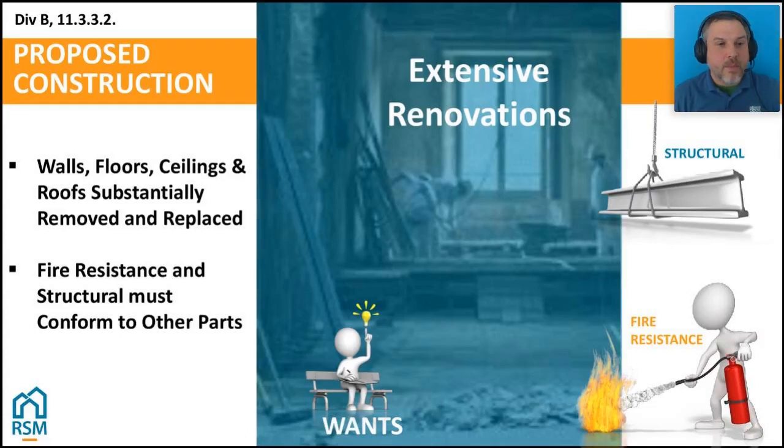All right, when we're dealing with extensive renovations, the code talks about the fact that if you have walls, floors, ceilings, and roofs, and they are substantially removed and replaced, you're sent to two areas for other parts: fire resistance and structural. So right away, if you do this particular issue, you have to go to the new code for the structural issues and the fire resistance. And I don't see sound in here. I think this is one of the issues that comes up with sound, is that we're sent for structural and fire resistance. So that is where we're being sent.